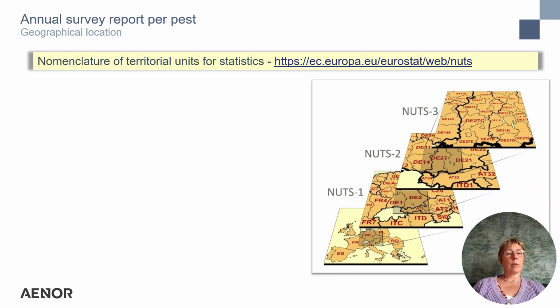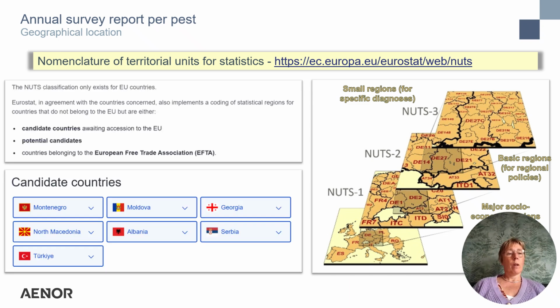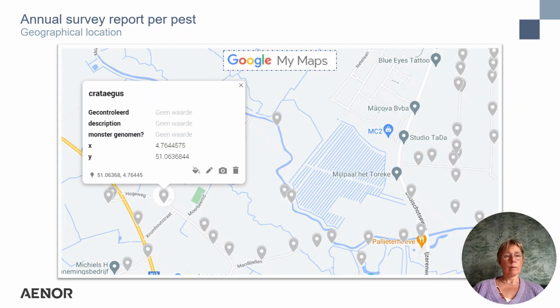NUTS 1 are the major socio-economic regions. NUTS 2 are the basic regions for regional policies. NUTS 3 are small regions for specific diagnosis. The NUTS classification exists for EU countries. Eurostat, in agreement with the countries concerned, also implements a coding of statistical regions for candidate countries.